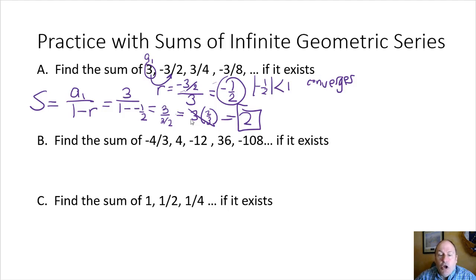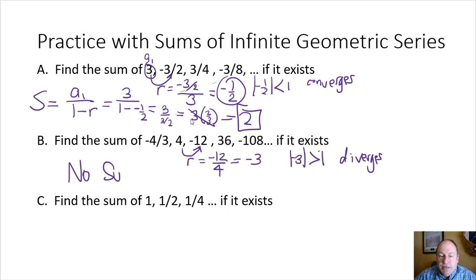Let's look at the second example, another alternating series between positive and negative. -4/3, 4, -12, 36, -108. Now I can look at any two terms here. I may as well pick something a little bit easier to work with. Let's look at these two terms. So to find r, it's going to be negative 12 over 4, which is negative 3. The absolute value of negative 3 is 3, and that is greater than 1. So this series diverges. Therefore, it is not going to have a sum. Its sum is going to go into infinity.